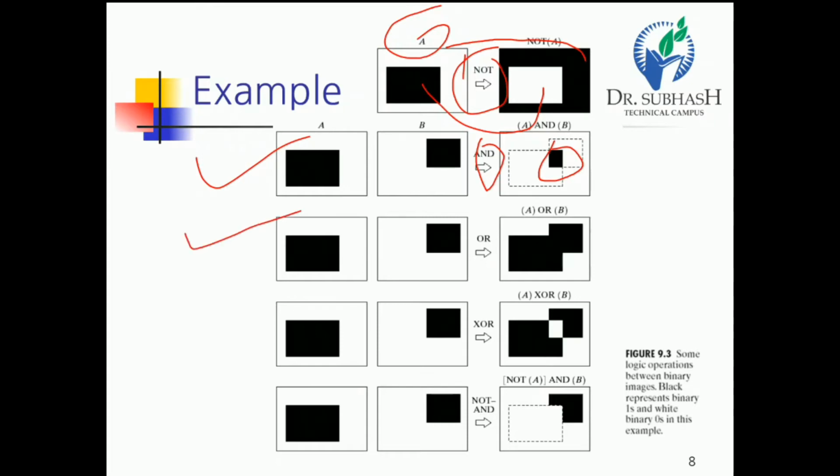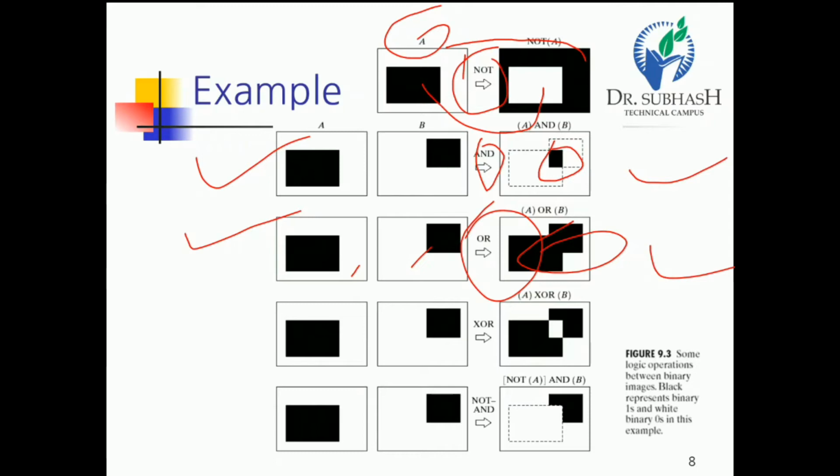Now the next one is the OR operation. This is the value of A, this one is B, and we find the OR operation. Dear students, we know that the OR operation is the addition operation, and addition means A plus B. So we have to take every portion of A and B. That is the result. We also call the A and B operation an intersection, and A or B is represented as a union operation.